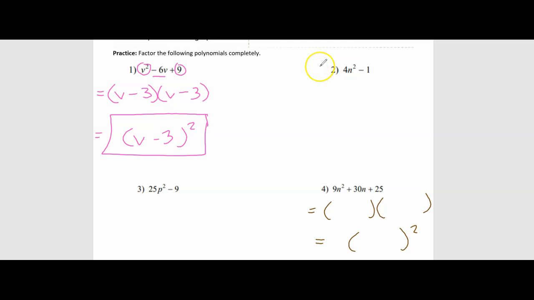If I go down here to number 4, square root of 9n squared is 3n. Square root of 25 is 5. And my sign is going to be positive or addition, because I'm looking at a positive 30n. So I get 3n plus 5 quantity squared would be my final answer. So that's the first little shortcut.